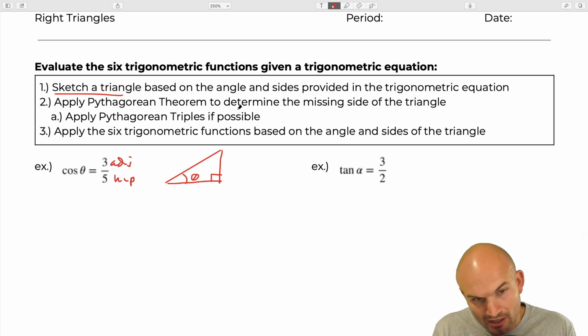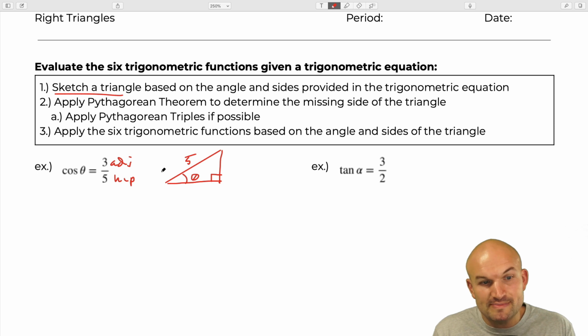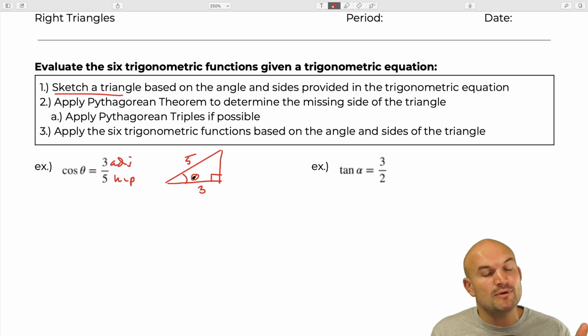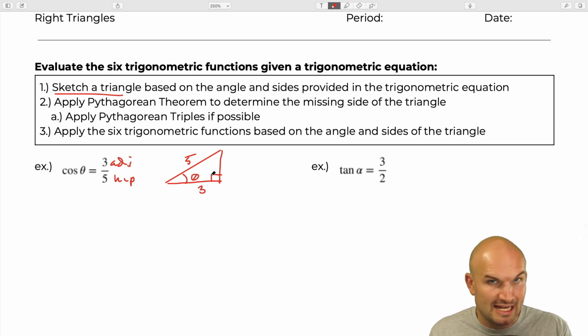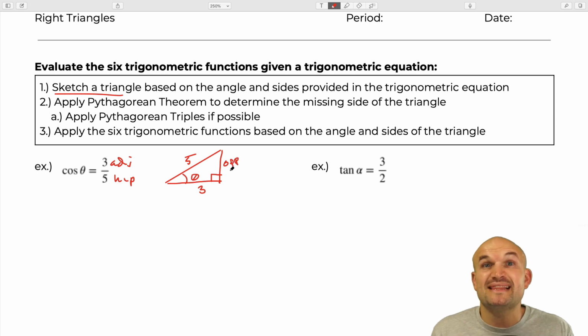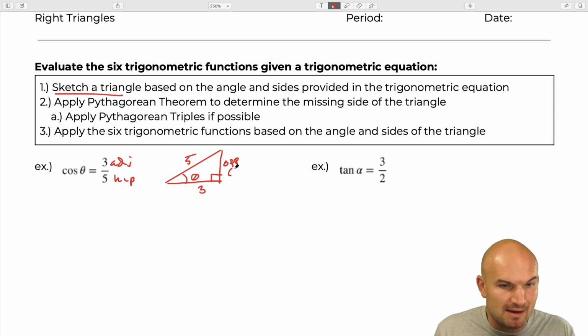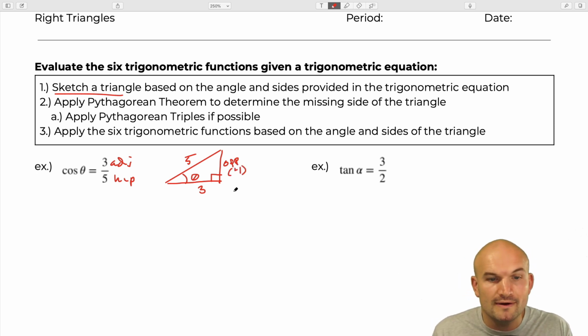So here's going to be your hypotenuse, which we said was 5. And then here's going to be your adjacent side, which is 3. Remember, the adjacent is between your theta and your 90 degree. Now we need to figure out what our opposite side is. Hopefully you recognize that this is one of those Pythagorean triples. You could do the Pythagorean theorem, but to save some time, I'm just going to write this in as 4 because I recognize this relationship.